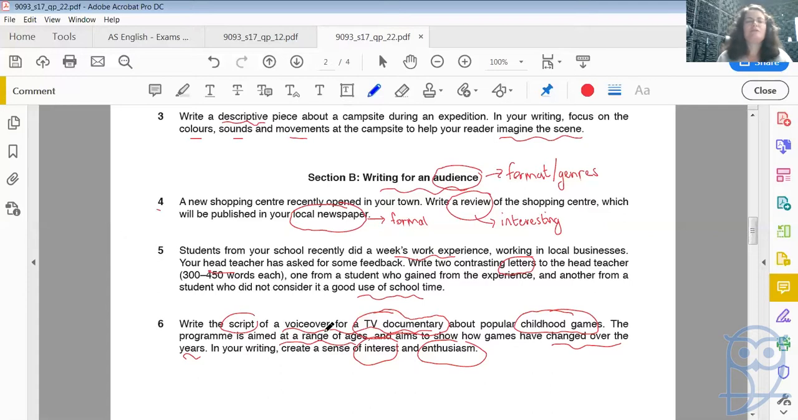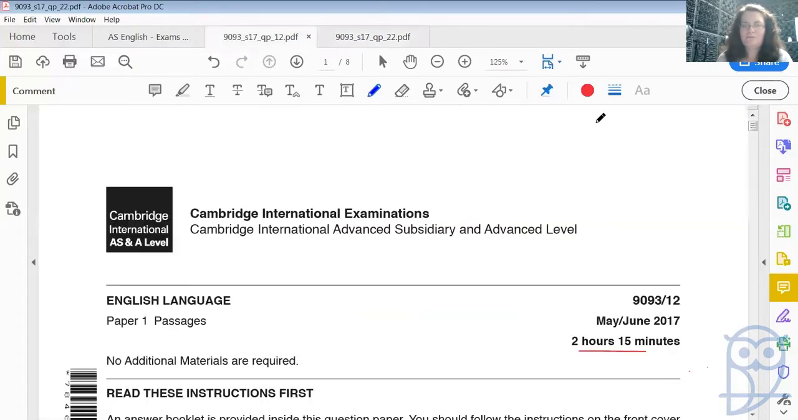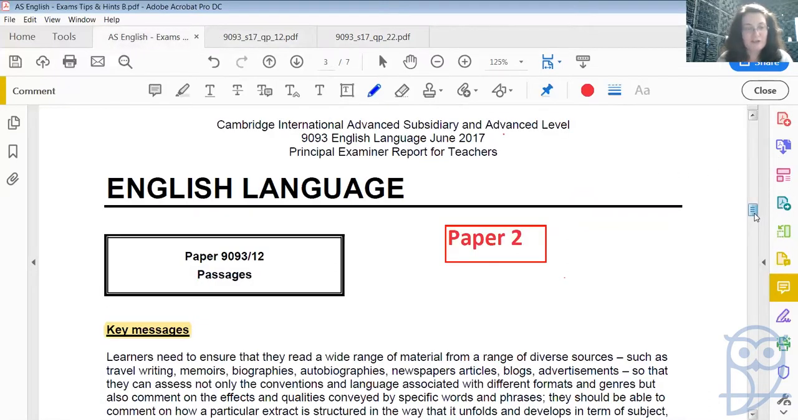So because they've given you a range of ages, maybe that even helps you to structure which section is going to target which particular age range, for example. All right, so that is how you would approach a paper 2. Break it down into its essential component parts of the question.